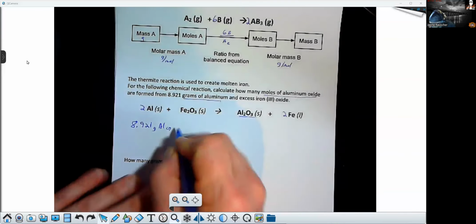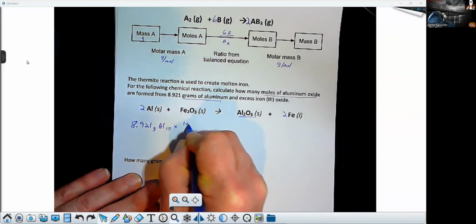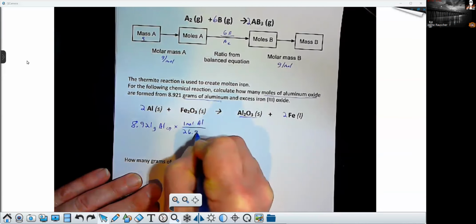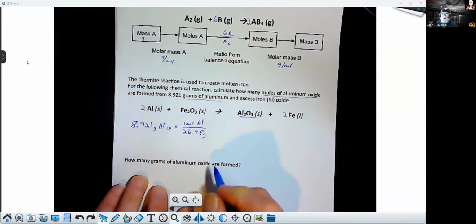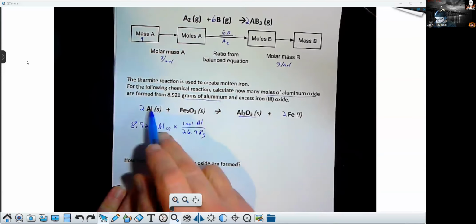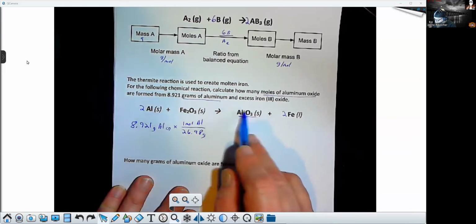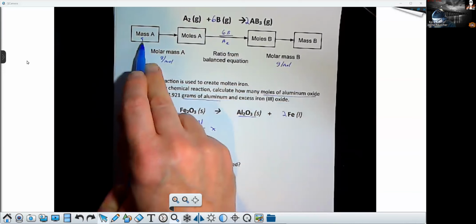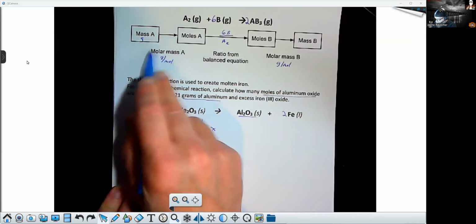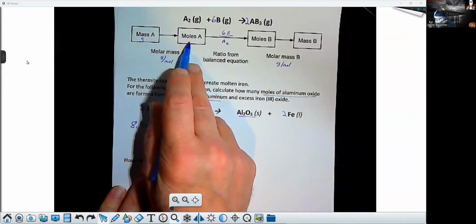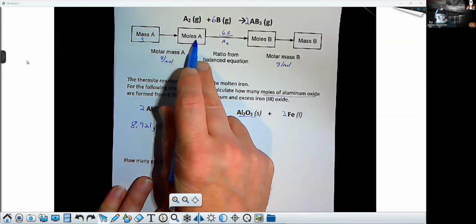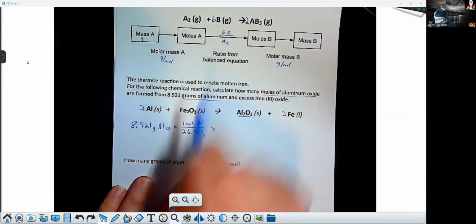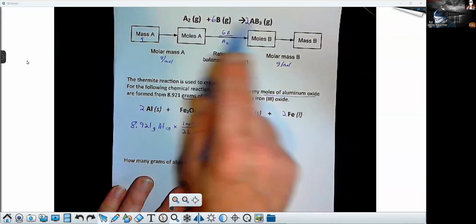So we multiply this by 1 mole of aluminum per 26.98 grams. Now we want to convert from moles of aluminum to moles of aluminum oxide. What we did here is we used the molar mass of aluminum to get to moles of aluminum. Now we want to go from moles of aluminum to moles of aluminum oxide, which in this case is our product, and we're going to use the mole ratio.